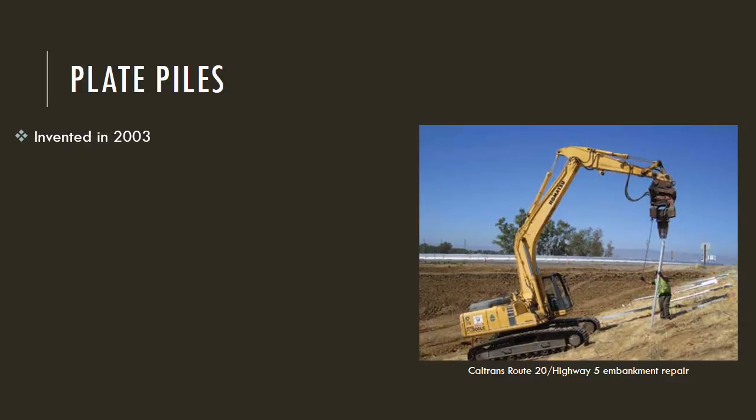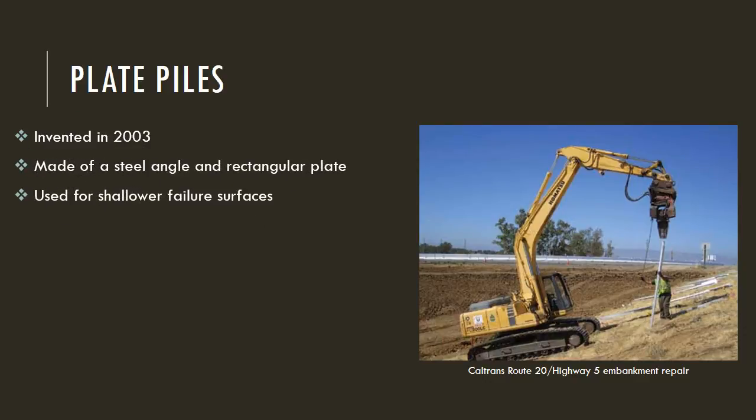Plate piles were invented recently in 2003. They consist simply of a steel angle and a steel rectangular plate. Since the angle is relatively short at only 6 feet, this type of pile is used for shallow failure surfaces, typically between 3 and 4 feet below the surface.